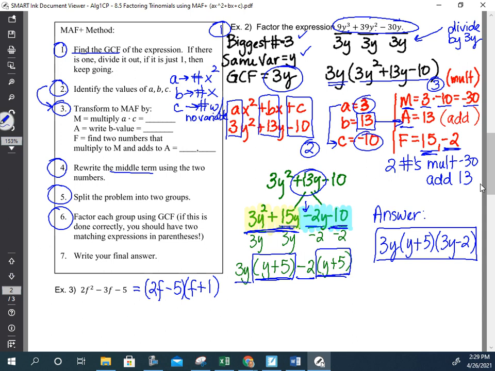Whatever matches gets written first. Cross them out. Whatever is left over gets written second. And the 3y is the GCF at the start of the problem.